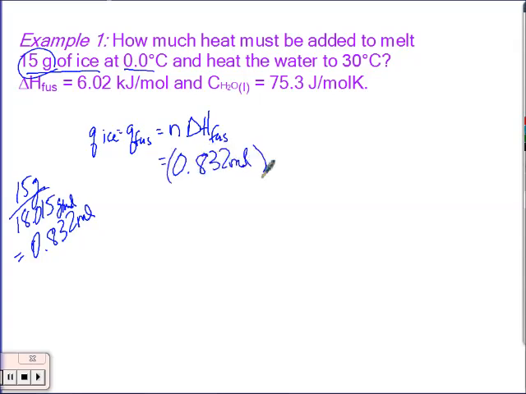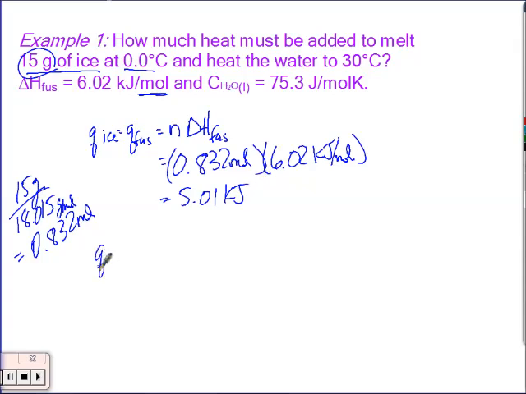So that's what I'm going to use instead of the grams. And I'm choosing that because it gave me per mole right here. So 6.02 kilojoules per mole, and that's going to equal 5.01 kilojoules. That's the energy required to melt the ice.